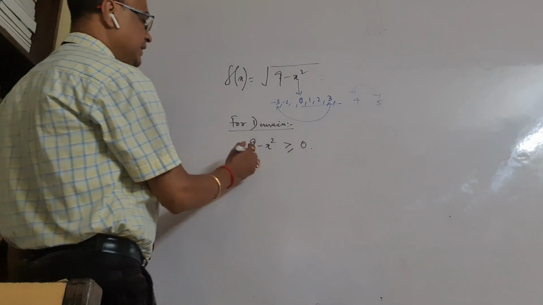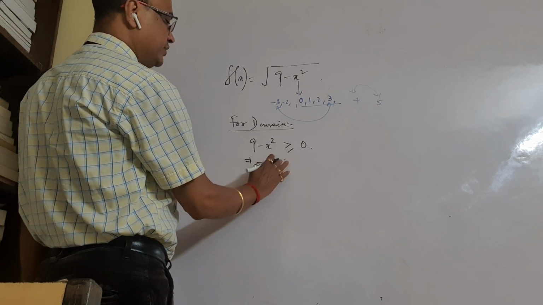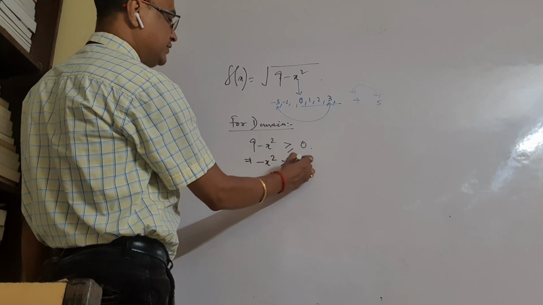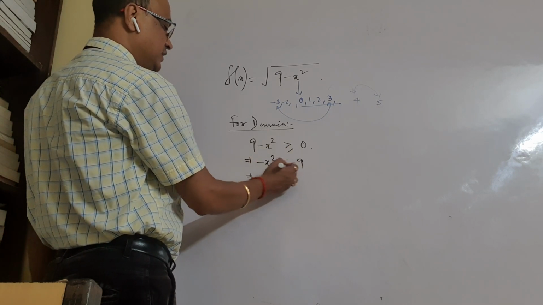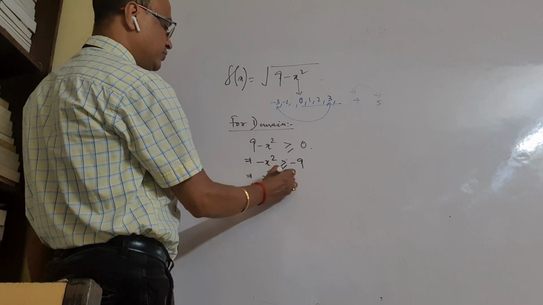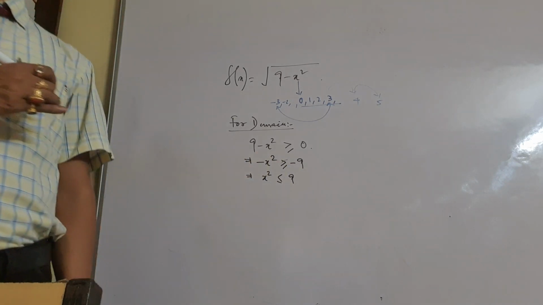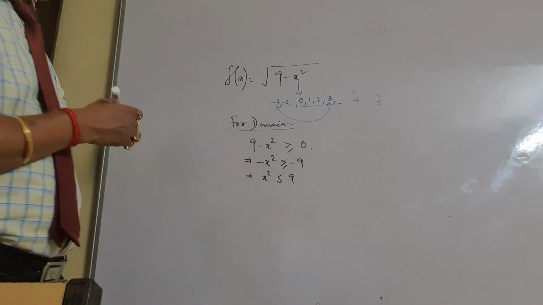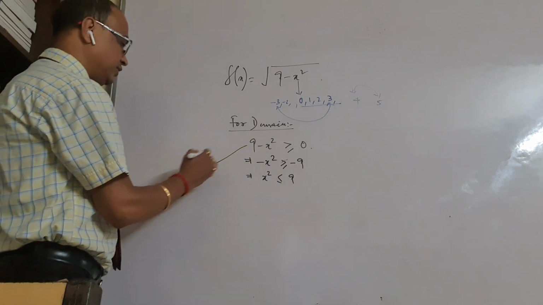Or ultimately it comes minus x square greater than or equal to minus 9, and from the law of inequality, when the negative on both sides is removed, ultimately x square is less than or equal to 9. Or we have the factorization method also. If you have a problem, you can go for factorization.